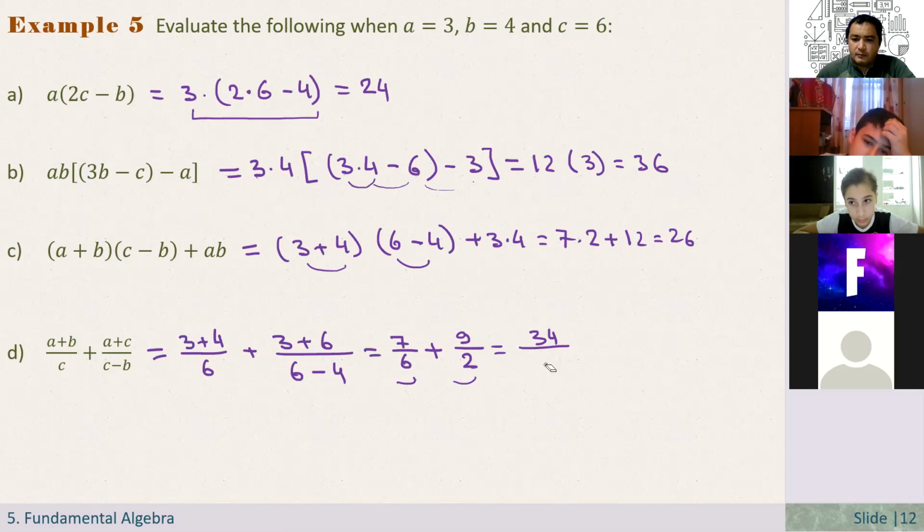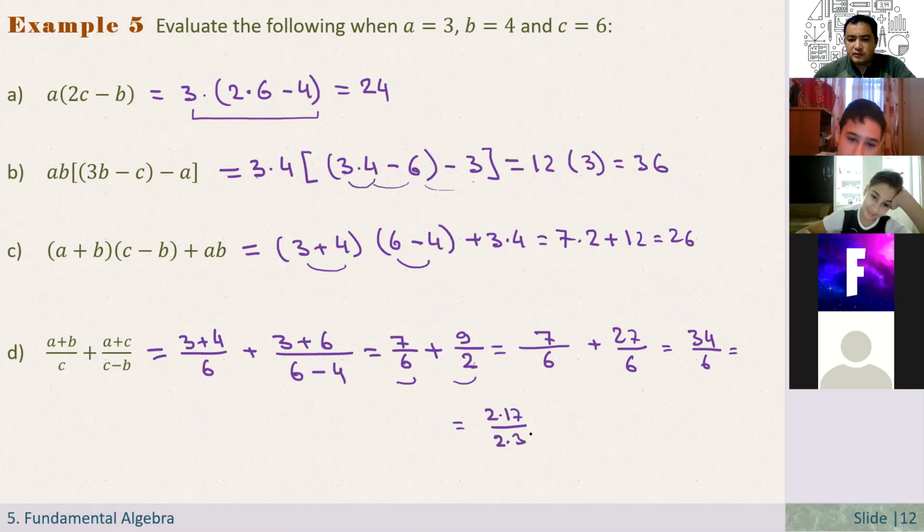How come? You multiply by 3, right? So here we have 7 over 6 plus 9 times 3, 27, over 2 times 3, it is 6. So now we have the same denominators. 27 plus 7, it is 34 over 6. That's correct. Thank you. And now we can simplify this. 34 is 2 times 17, and here we have 2 times 3. The 2s cancel each other. That's equal to 17 over 3.